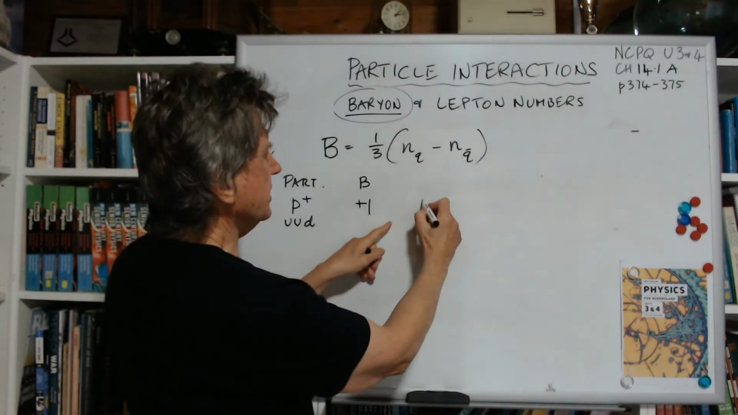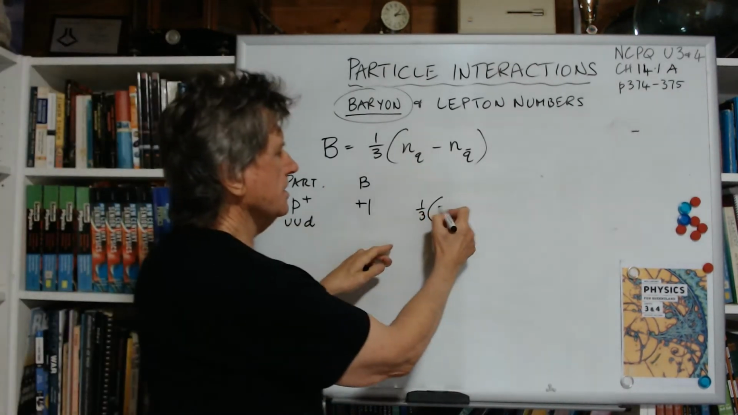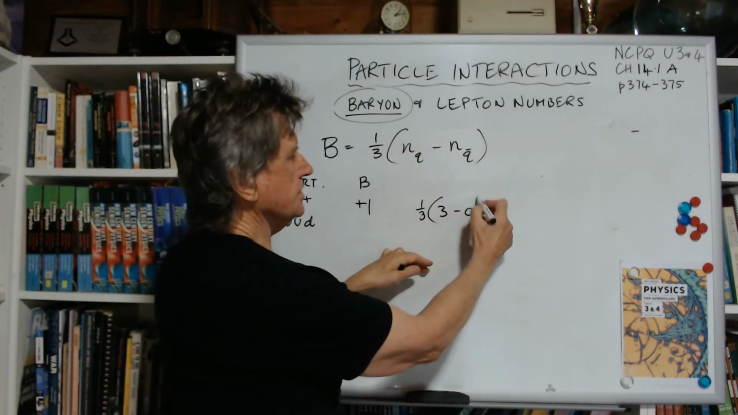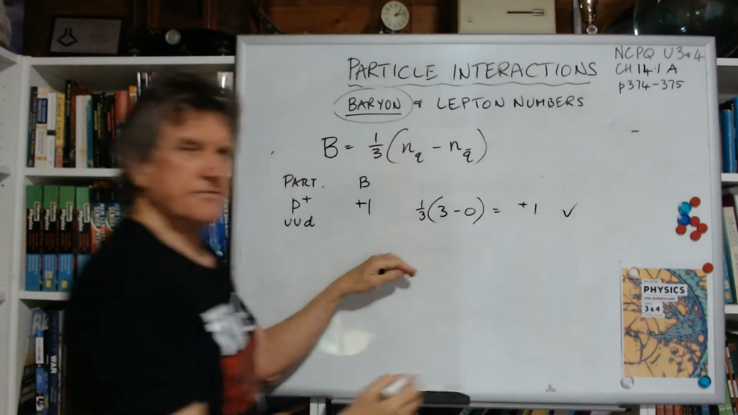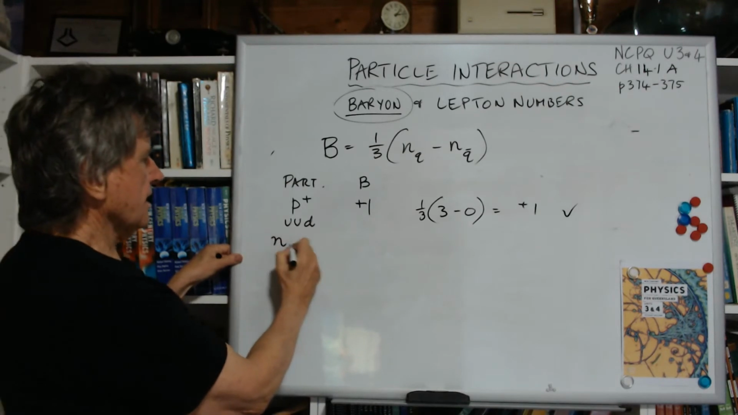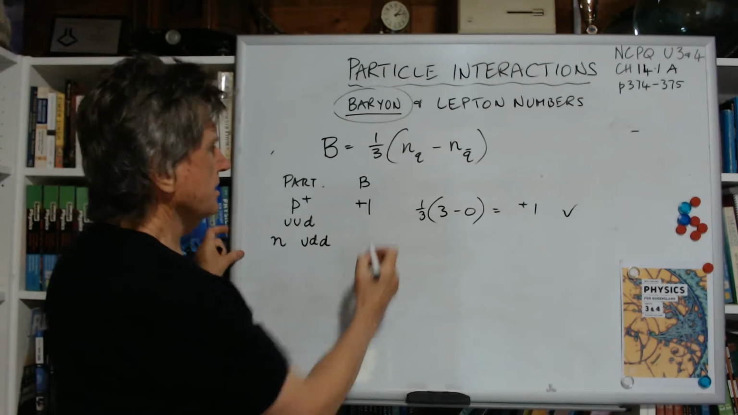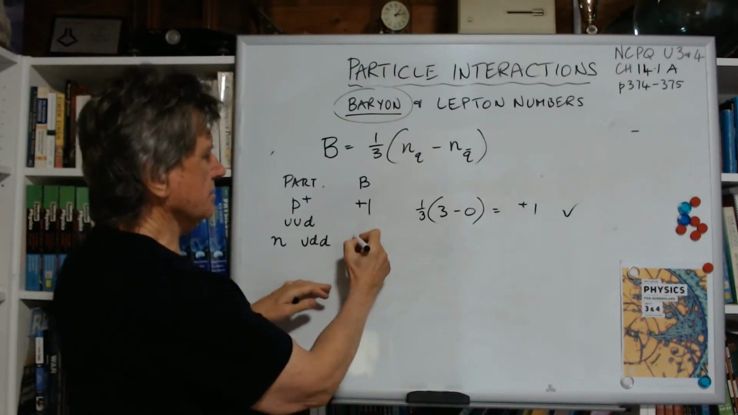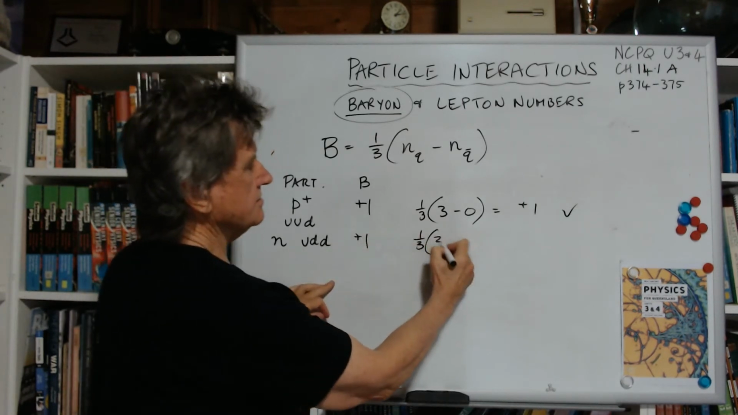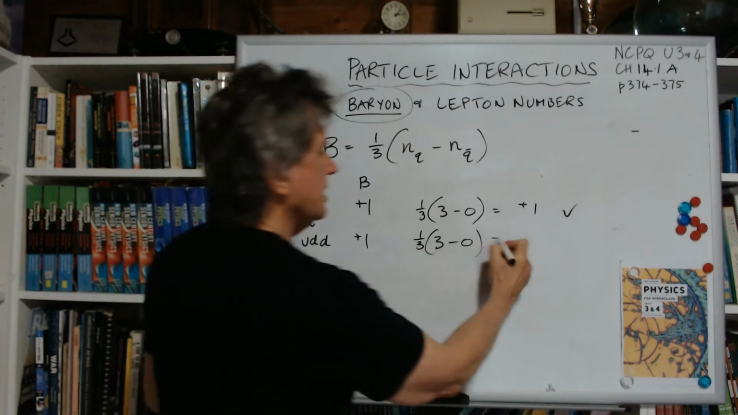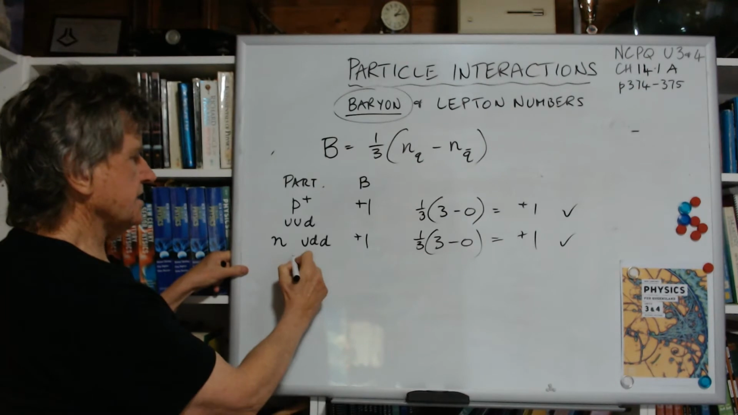The formula will be 1/3 of NQ, the number of quarks, so there's 3 quarks, minus the number of antiquarks, which is 0, and that comes to +1. So that makes sense. Let's have a look at a neutron, which is an up, down, down, and it's a baryon as well, so presumably it'll be +1. So it's 1/3 of 3 quarks minus 0 antiquarks, and that's +1. Yep. Okay, what about an antiproton?